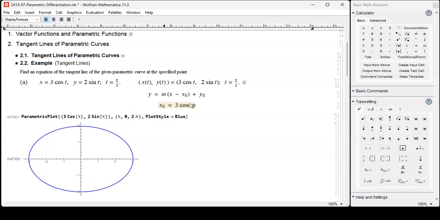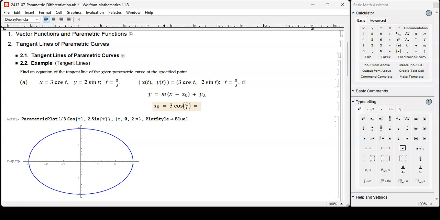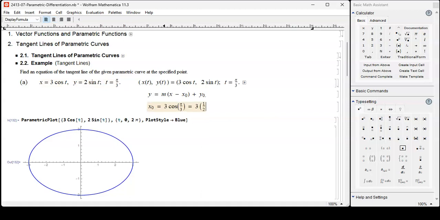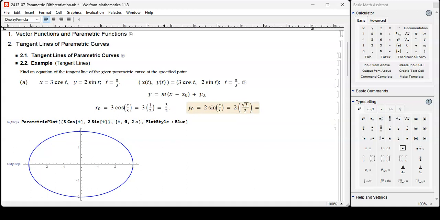3 cosine of pi over 3. Yeah, I just plugged in pi over 3 right here. And what is this? 3 times cosine of pi over 3 is 1/2. So this is 3/2. How about y naught? Well, y is this function here, 2 sine of t, but I'm plugging in pi over 3. Okay, what is sine of pi over 3? Square root of 3 over 2. So this entire thing is square root of 3. So this one here is 3/2. This one here is square root of 3. That's what we got so far.